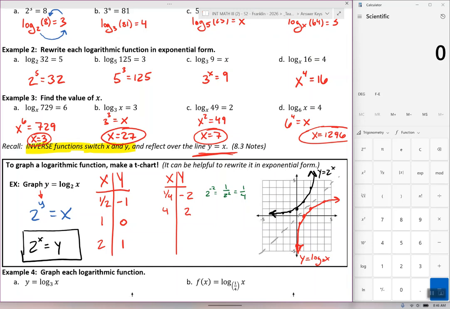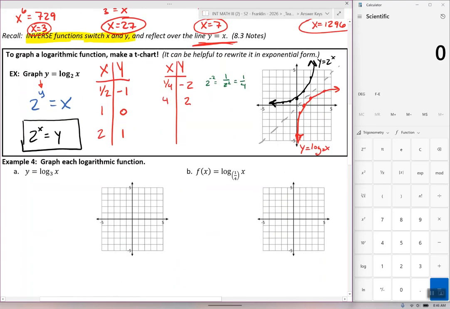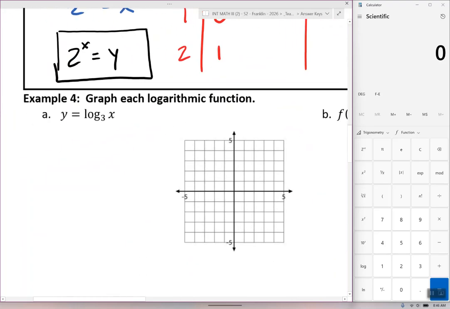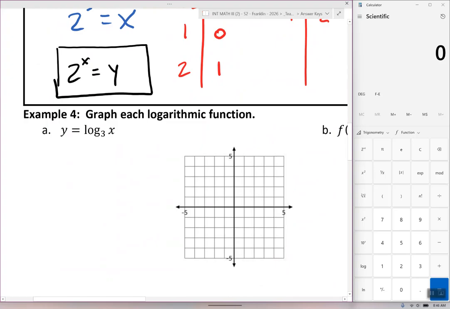So whenever you graph your log functions, you're going to have to use your y values as the inputs because they are inverses of an exponential function. So something to watch out for. Now that we know the shape, this can be a little easier. So let's practice a couple of these. Let's graph these log functions. And again, I'm going to rewrite this one as an exponential, not the inverse. So this would be 3 to the y equals x.